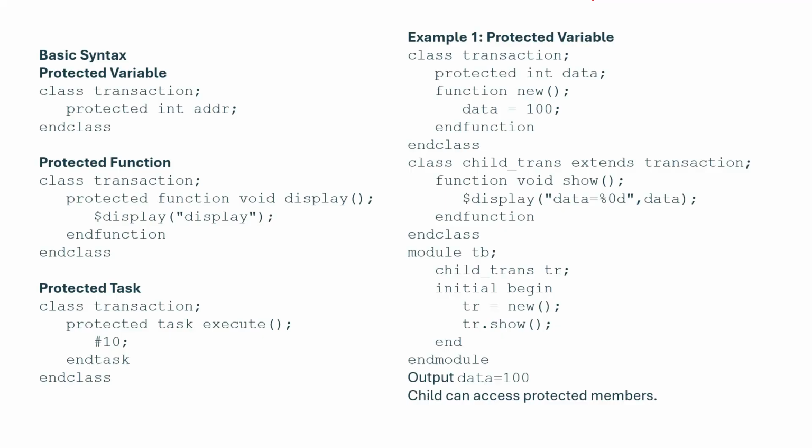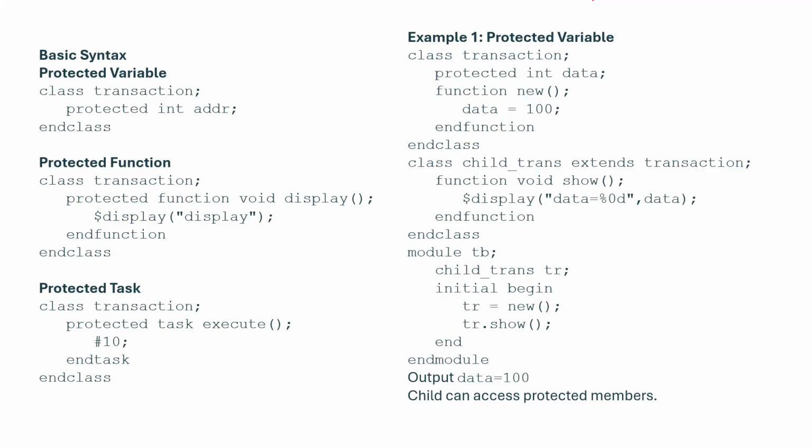In this protected qualifier, what are the things we are protecting? Variables we can protect, methods we can protect, that means functions or tasks, all these we can protect. Then you have a doubt: how can I access the variables in my testbench? Through methods you can access. Through methods you can access.